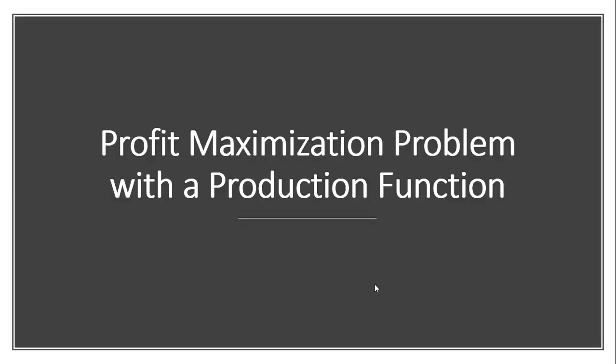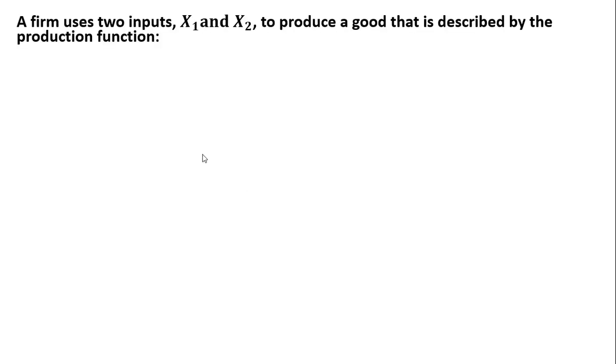In this video, we're going to do a profit maximization problem when given a production function. So a firm uses two inputs, X1 and X2, to produce a good that is described by the following production function. So the firm's output Q is a function of input 1 and input 2, and its specific functional form looks like this.